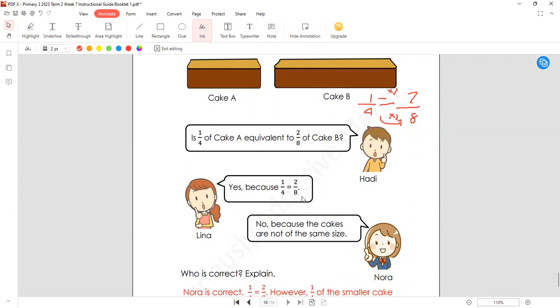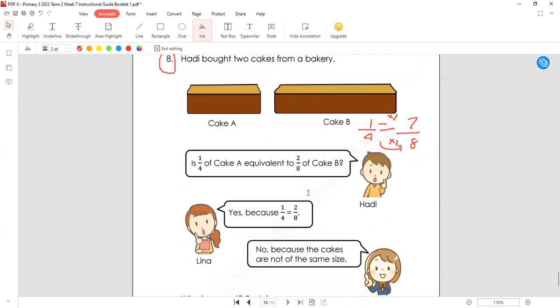Okay. Nora is correct. So ask them, right? Ask the students whether they know why Nora is correct. The answer should be that the size is not the same. So this is 1/4 of cake A, and 1/4 of cake B will be different. Now, how can they tell? So let's try, right? If they can't see it, cut the cake into 4 parts. So this will be 1 out of 4, right? And then now here you cut into 8 parts. Okay, 8 parts.